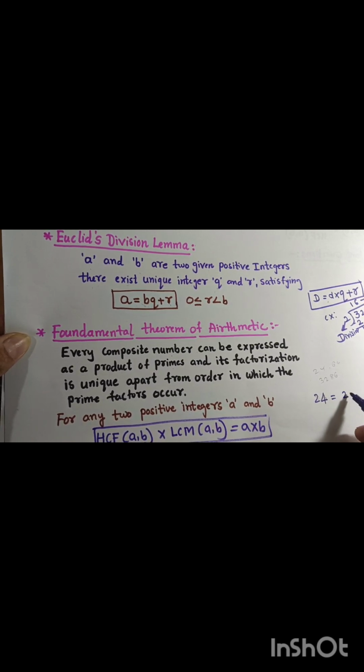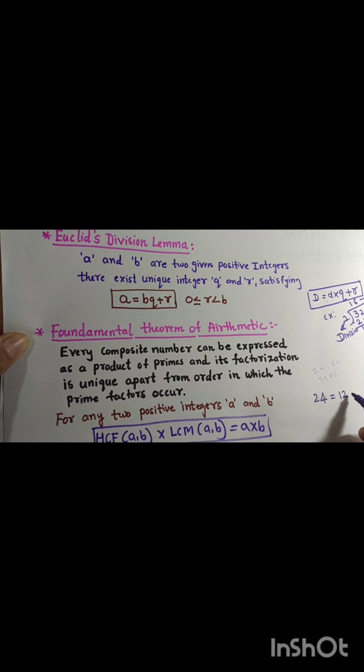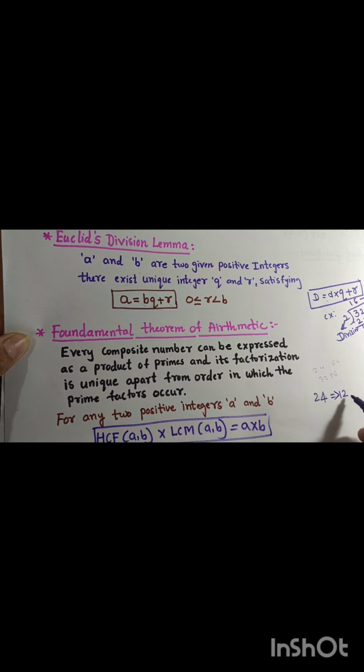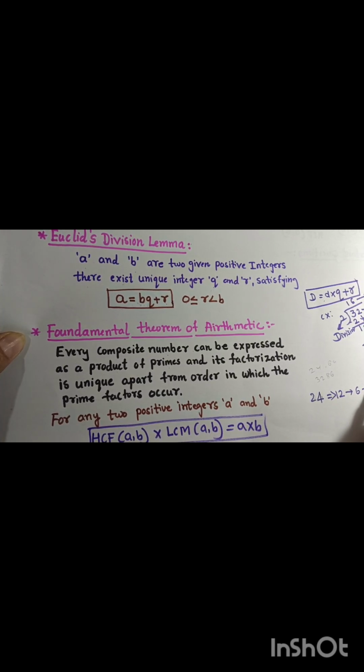2 ones are 2, 2 twos are 4, 12. Next, 12 is divided by 2, 2 sixes are 12. Again, 6 is divided by 2, 2 threes are 6. So at last we got, how many times do you get here?